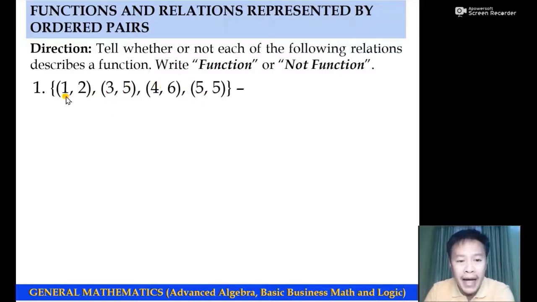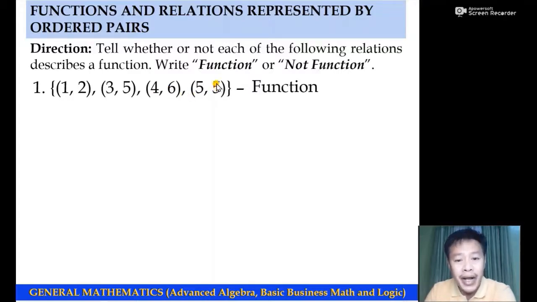It means that there is no repetition of the first element or the abscissa. And this is a function. Now, if it is a function, additional tasks will be given to you to identify whether that function is one-to-one or onto. Okay. Now, we are going to determine whether this function is one-to-one. So we are going to observe the y values. We have 2, 5, 6, 5.